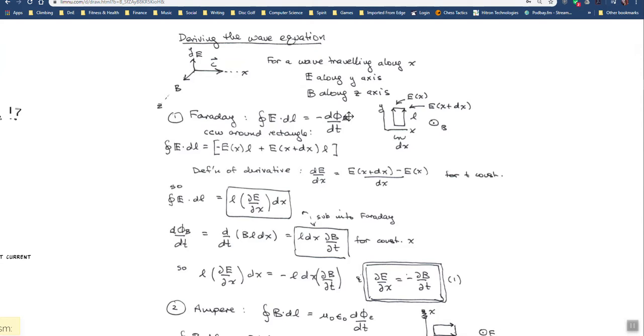Now let's look at the right-hand side, trying to figure out the magnetic flux through this square at one instant in time. It's equal to the value of the magnetic field times the area. Well, the area is just this length times width. So B L dx is the magnetic flux, and I take the things that aren't changing with time out of the integral, and I'm just left with L dx times the partial of B with respect to t. And those things are equal with a minus sign according to Faraday's law. So if I plug that into Faraday's law, I get this expression that relates the space derivative of the electric field with the time derivative of the magnetic field.